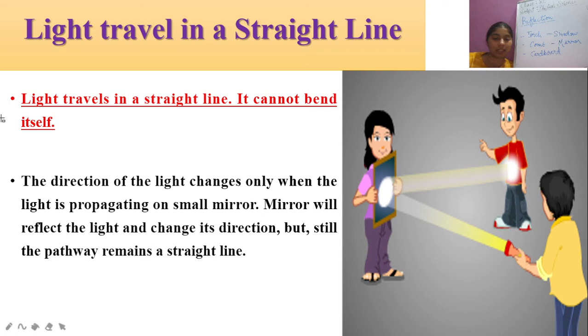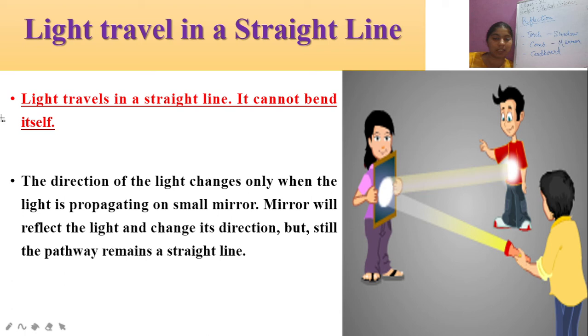Here you can see the shadow, it is very straight, right? And the straight line is coming out. So basically we have done this activity to show that light travels in a straight line only. So light cannot bend itself. We have seen the light cannot bend, but as the mirror is here, it is being bent, right?